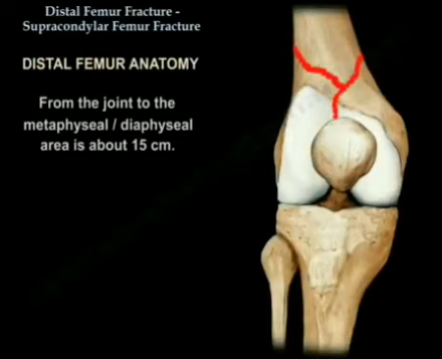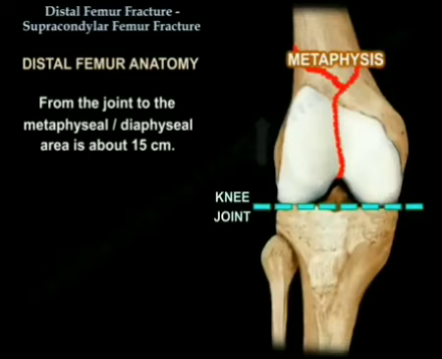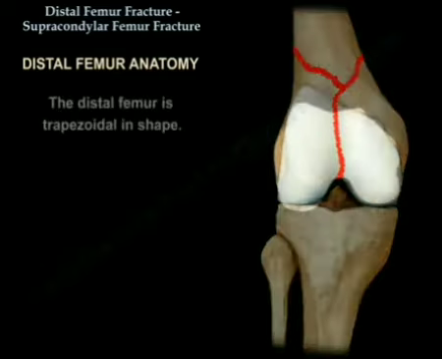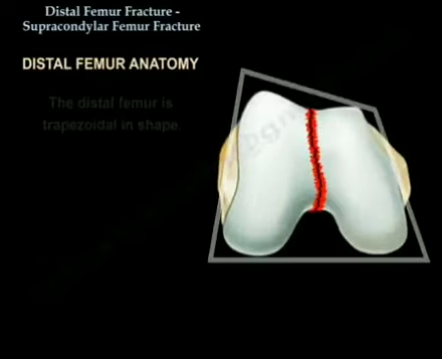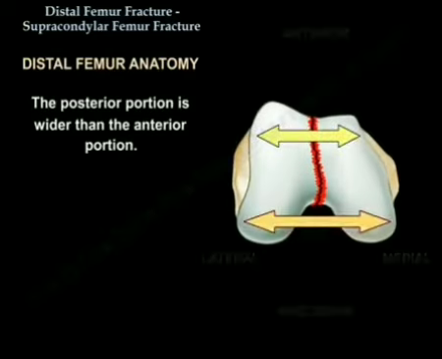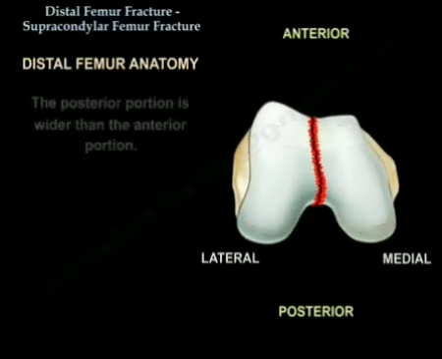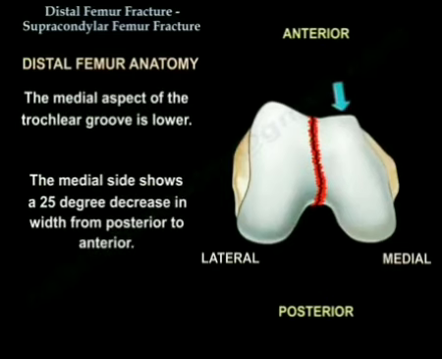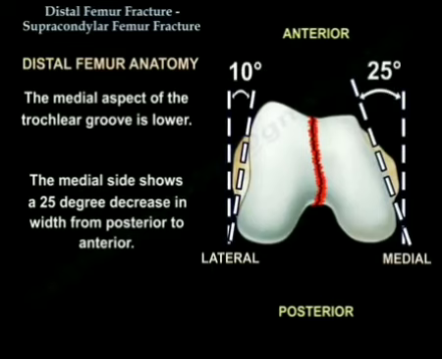Distal femur anatomy from the joint to the metaphyseal diaphyseal area is about 15 centimeters. The distal femur is trapezoidal in shape. The posterior portion is wider than the anterior portion. The medial aspect of the trochlear groove is lower. The medial side shows a 25-degree decrease in width from posterior to anterior.